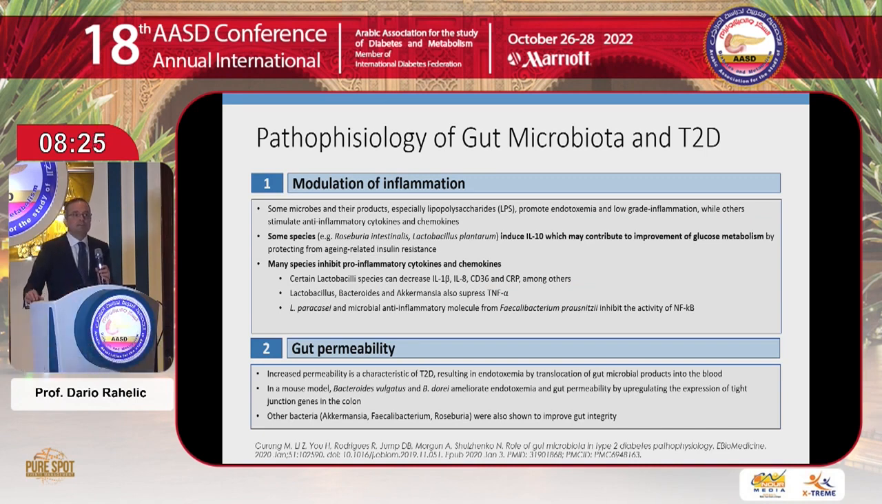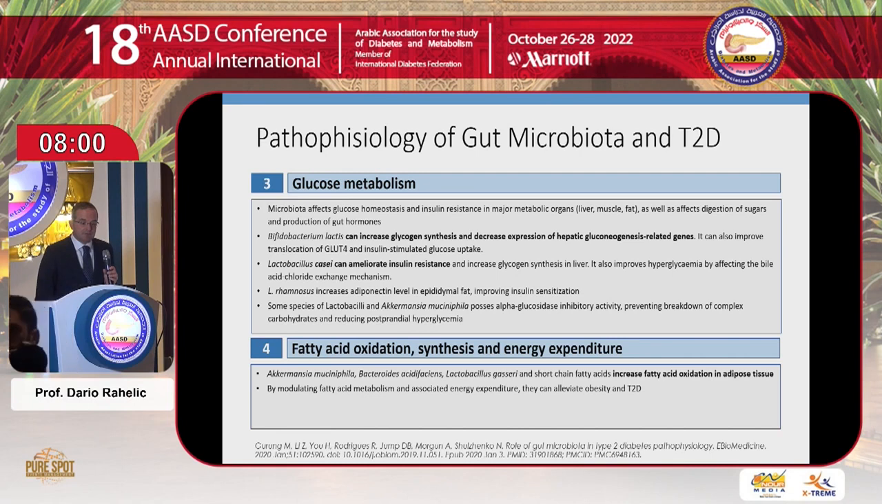I will not go into details, but some species have a beneficial effect in improving glucose homeostasis and glucose metabolism. Some of them inhibit pro-inflammatory effects and the secretion of pro-inflammatory cytokines. On the other side, some will have a beneficial effect on gut permeability. Some have an effect on glycogen synthesis and the amelioration of insulin resistance. But some species can even worsen insulin sensitivity and can cause diabetes. That's the reason why it's important to have a balance between so-called good and bad species in gut microbiota.